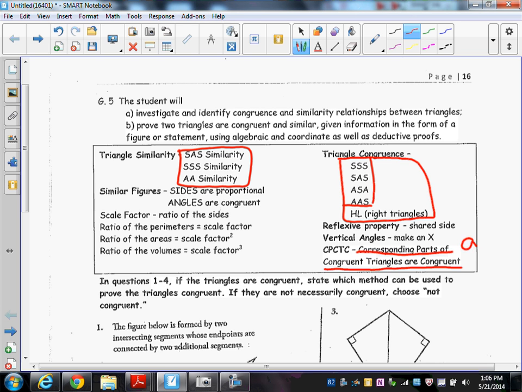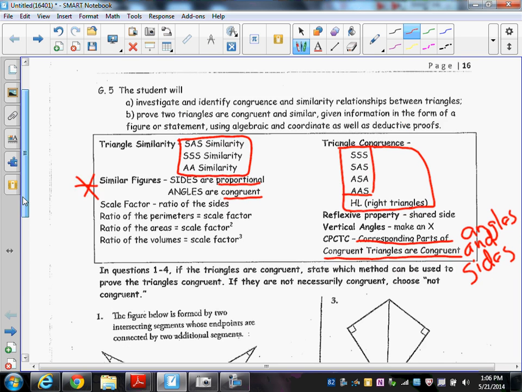That's both angles and sides. If triangles are similar, that means the sides are proportional and the angles are congruent. There's also a little bit about scale factor here, which we'll talk more about in a different section. I believe that's G13 and G14.